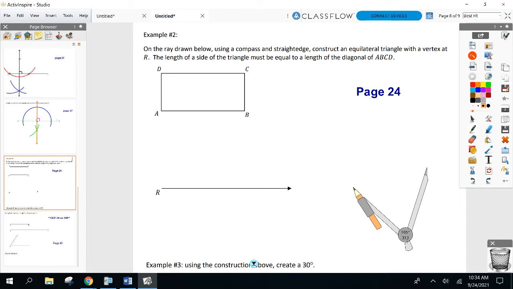That is how you draw a perpendicular line going through any point. Finish it. Open up your compass a little wider. There you go. Make sure you're on page 24 here for the next one.